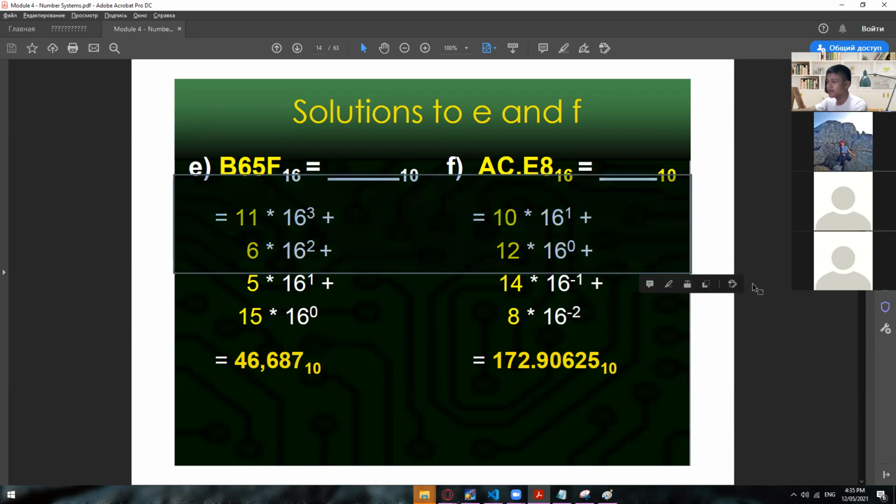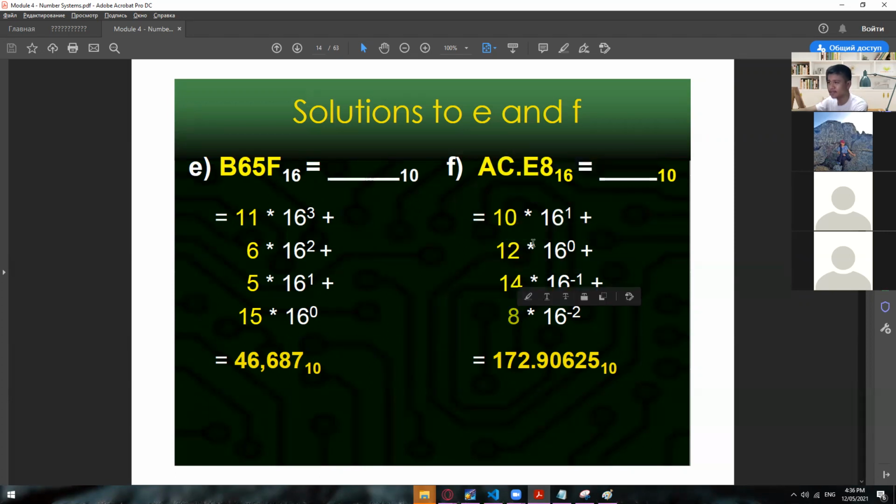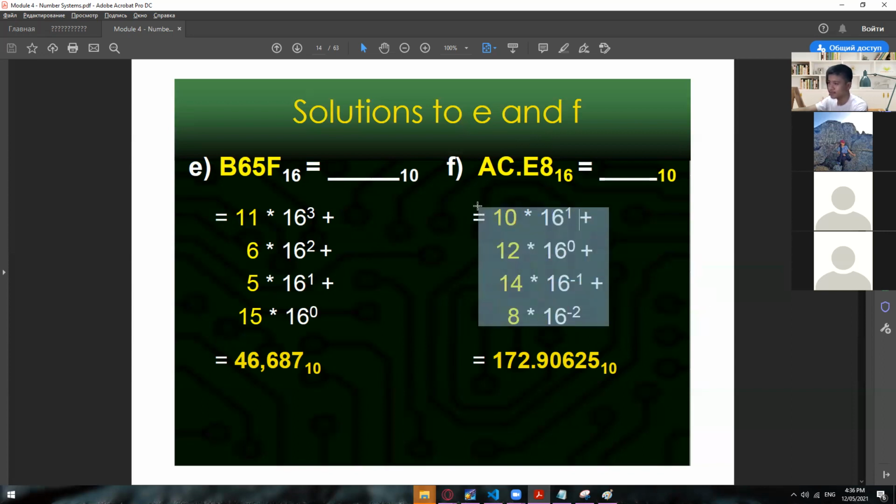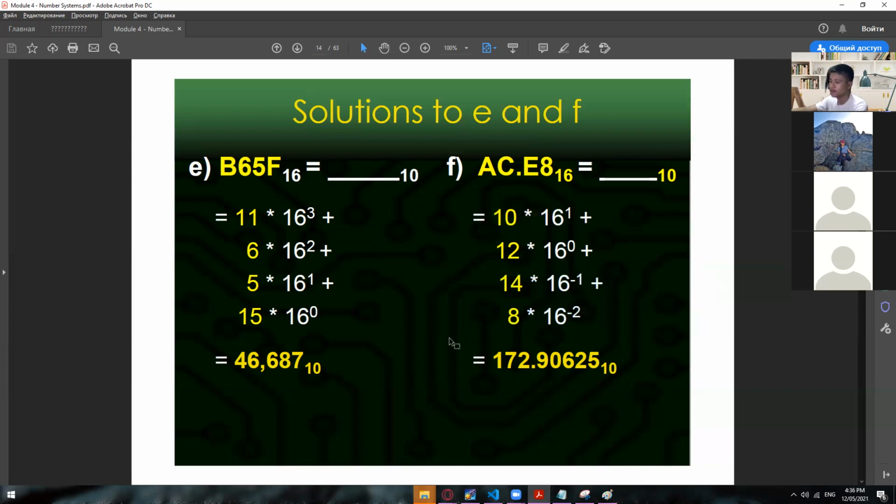The next one right here is the same concept, just that this one has a fraction part. So A is 10, C is 12, E is 14, and lastly 8. Multiply everything by 16. Starting from here we have 0 and then 1, and starting from here we have negative 1 and then negative 2. Just do the math with your calculator, and then you will get 172.9625. Please check if you guys have the same answer.